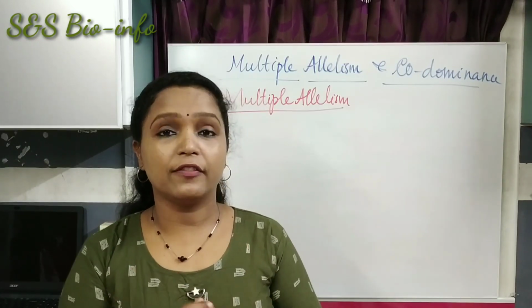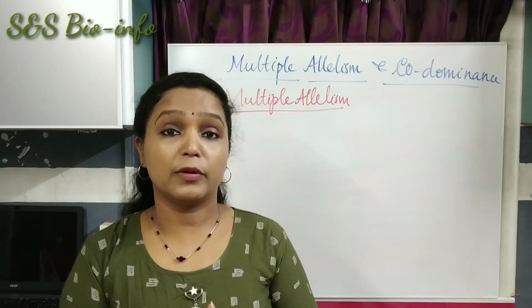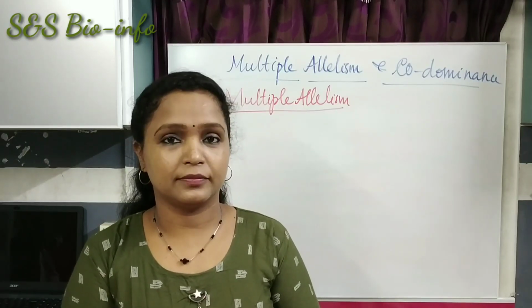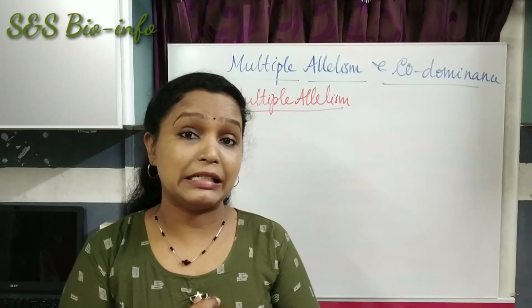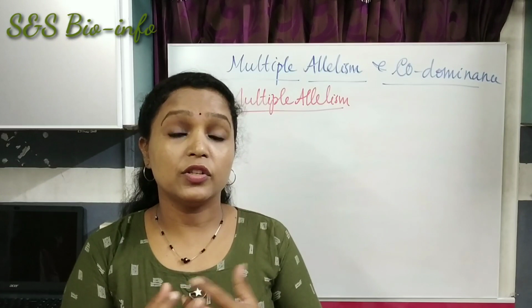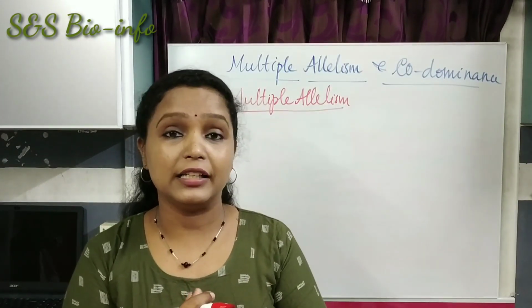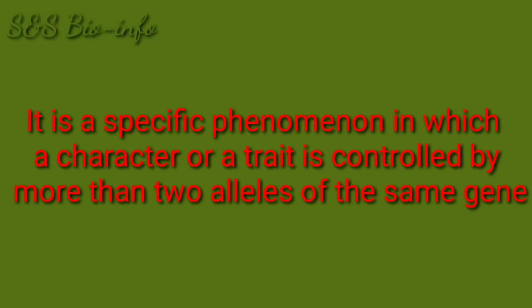It's a specific phenomenon in which a character or a trait is controlled by more than two alleles of a gene. A gene has usually two alleles, that we have learned in the Mendelian pattern of inheritance. But here, a gene has more than two alleles. That's the meaning of multiple alleles, or that phenomenon is multiple allelism.